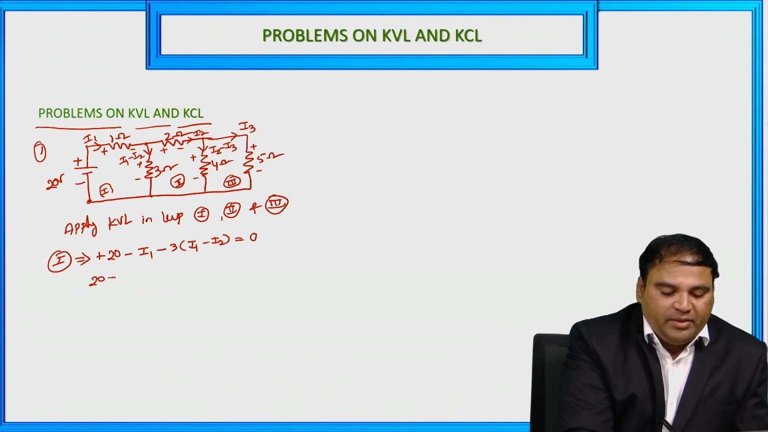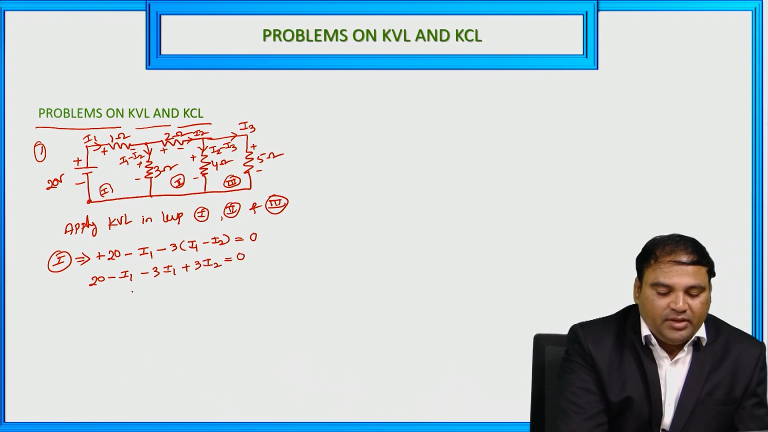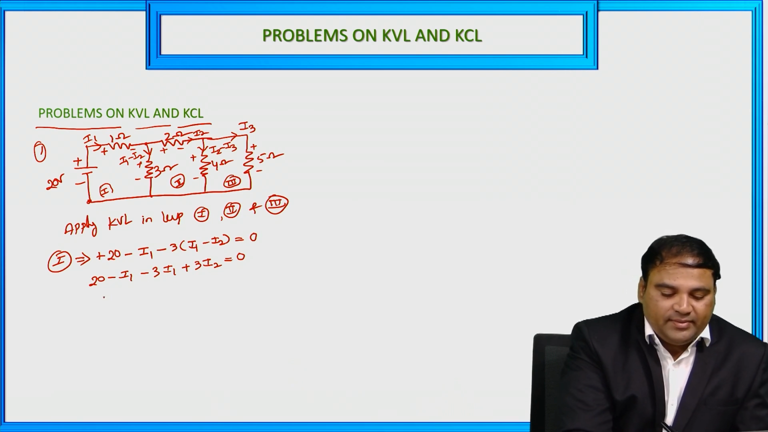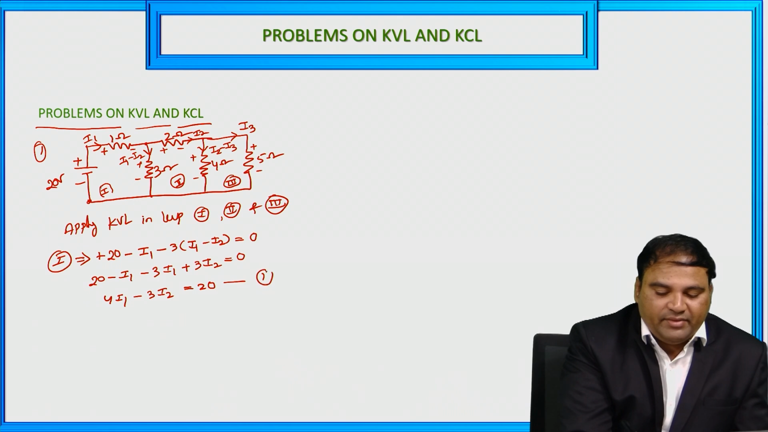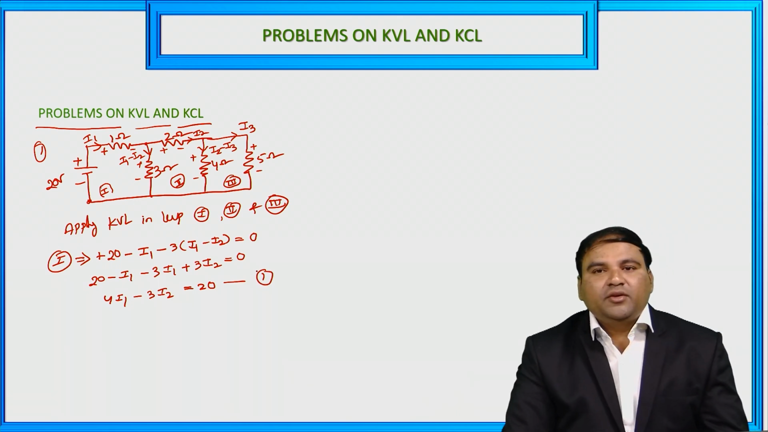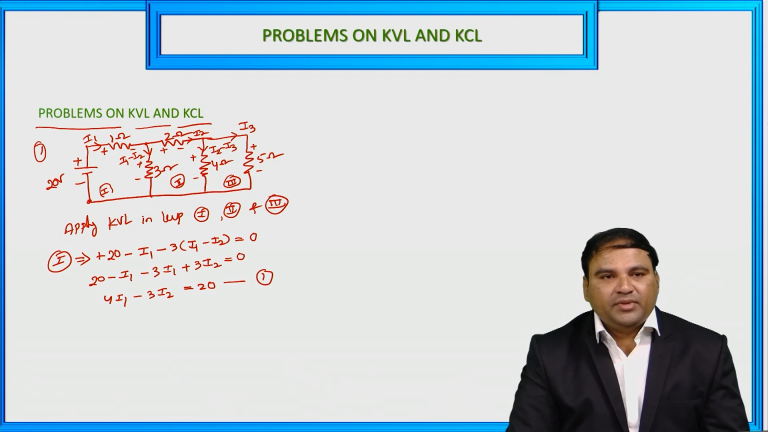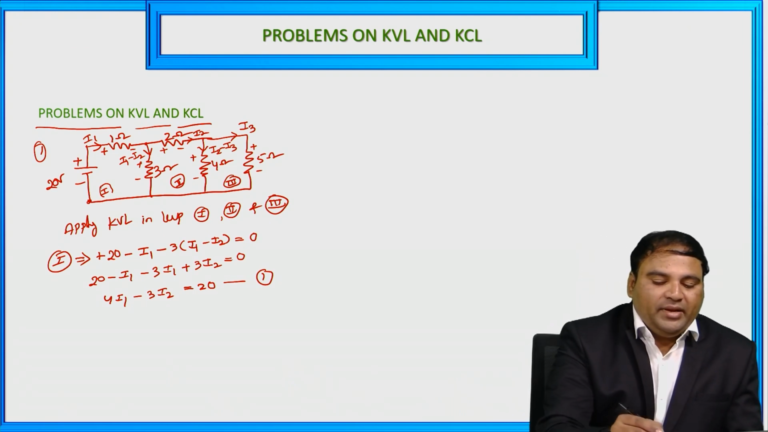Now, 20 minus I1 minus 3I1 plus 3I2 equal to 0. Now minus I1 minus 3I1, that is minus 4I1, will go to that side. So plus 4I1 minus 3I2 equal to 20. Let us take this as equation number 1. Here is the first loop equation, 4I1 minus 3I2 equal to 20. Now similarly, apply KVL in loop 2.